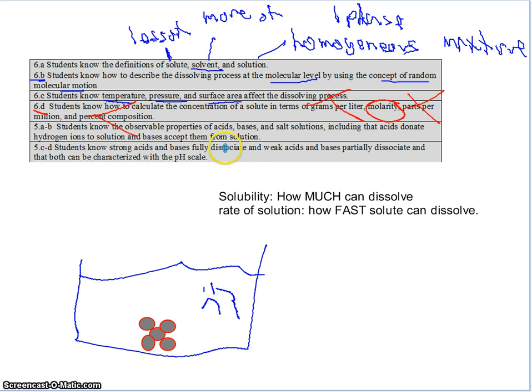Okay, strong acids and bases fully dissociate, and weak acids and bases partially dissociate. Well, it's right there in the standard. I don't feel like I have to review that for you. And both can be characterized with the pH scale. It's called pH because power of H, but I don't teach you how to calculate it, which is really sad. You should look it up and become smart.